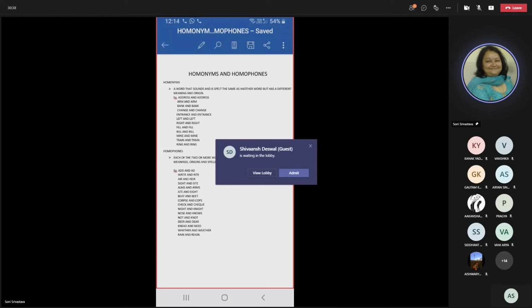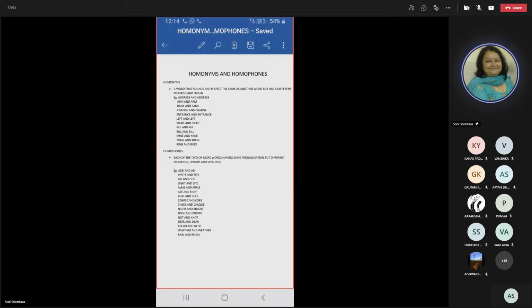Now, coming to homonyms and homophones. We come across these two things quite often. In fact, right now we used a word, that is notice. Did you notice a notice? So in these both words, they mean different things. You write the same word, but the meaning is very different. They're spelled the same way, but they're very different in meaning.